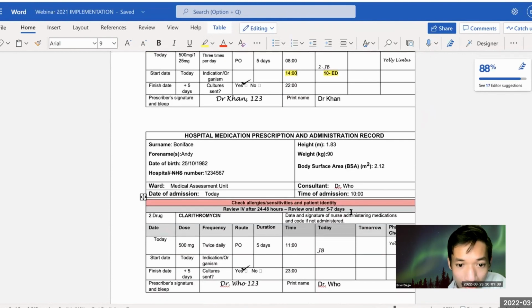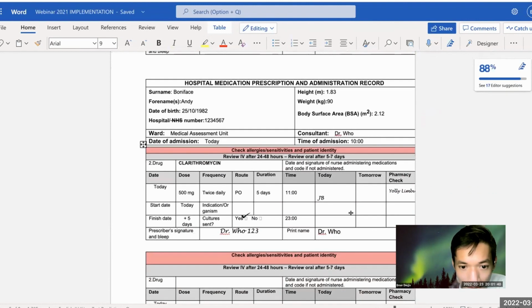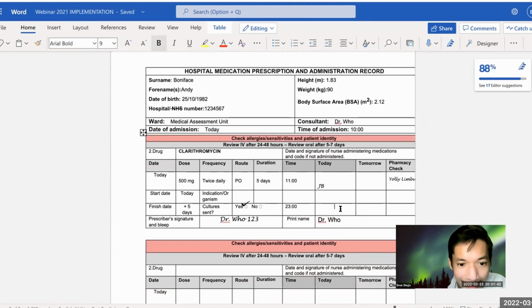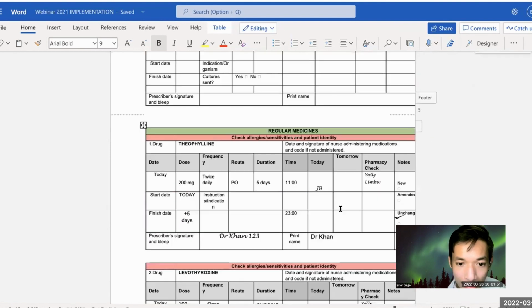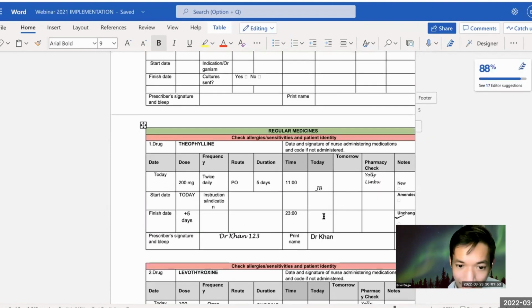Next is your clarithromycin. Of course, it's not due yet. So we're not writing anything on this section. Again, it's not due yet. Remember, we are not omitting it. It's simply not due yet. Next is your theophylline. We are not omitting it as well. It's simply not due yet. So we are leaving it blank.